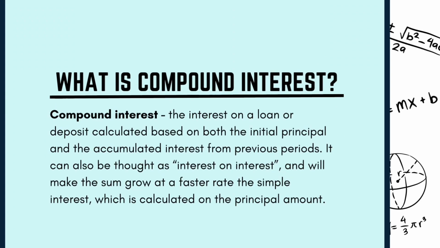We are going to learn about compound interest. What is compound interest? Compound interest refers to the interest on a loan or deposit calculated based on both the initial principal and the accumulated interest from previous periods. It can also be thought of as interest on interest and will make the sum grow at a faster rate than simple interest, which is calculated on the principal amount.